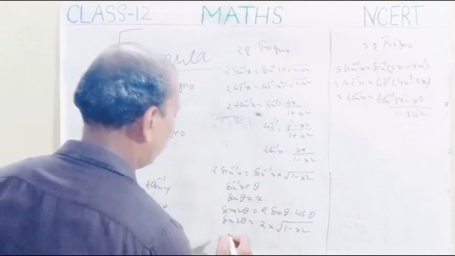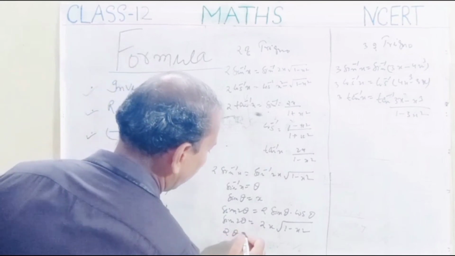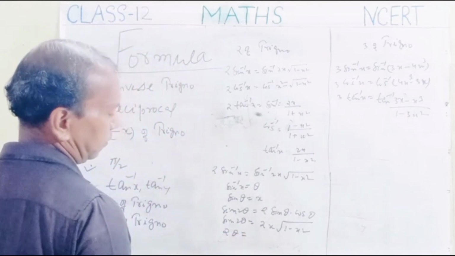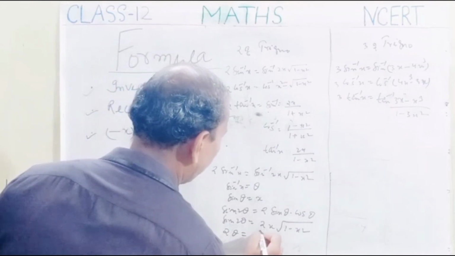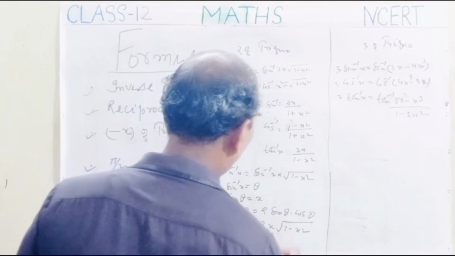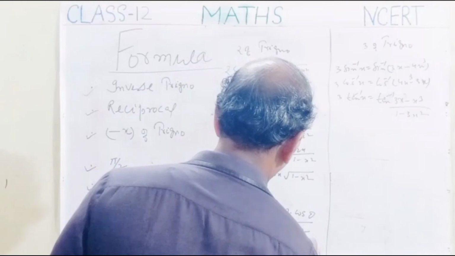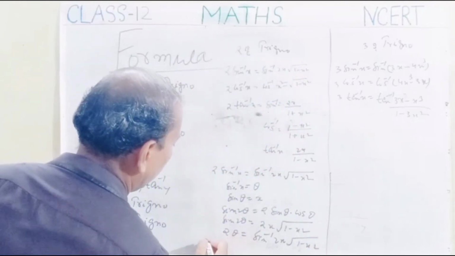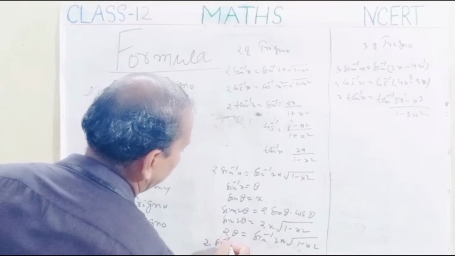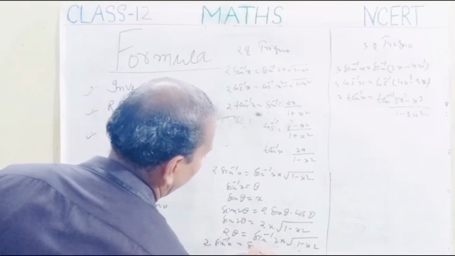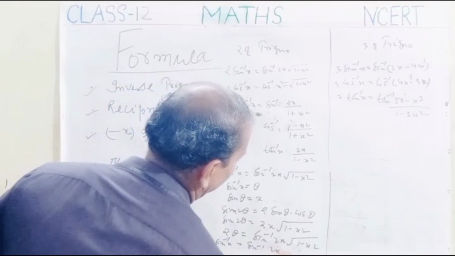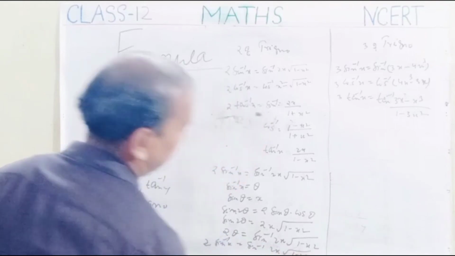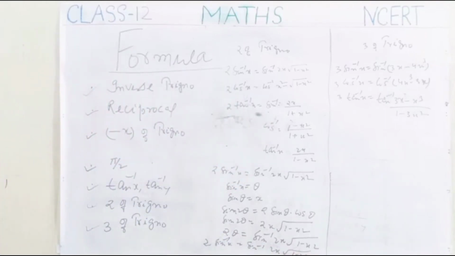So what is the value of 2 theta? 2 theta is equal to sin inverse 2x under root 1 minus x square. So I can write 2 sin inverse x is equal to sin inverse 2x under root 1 minus x square.